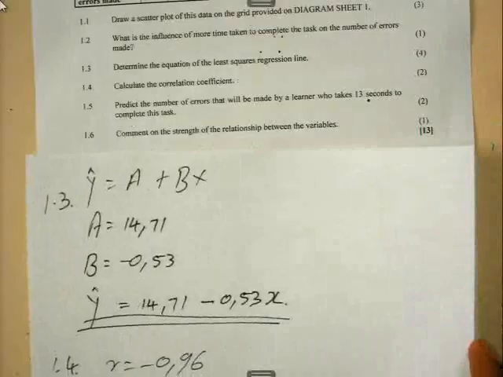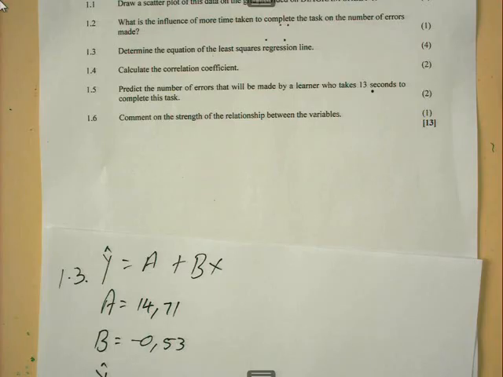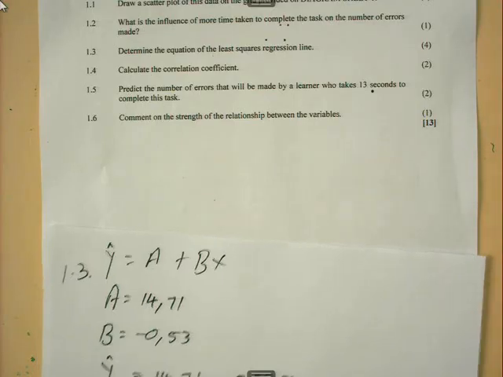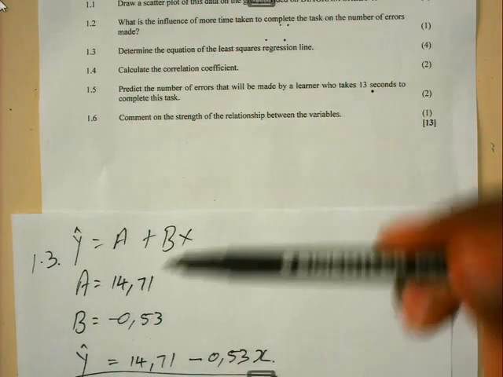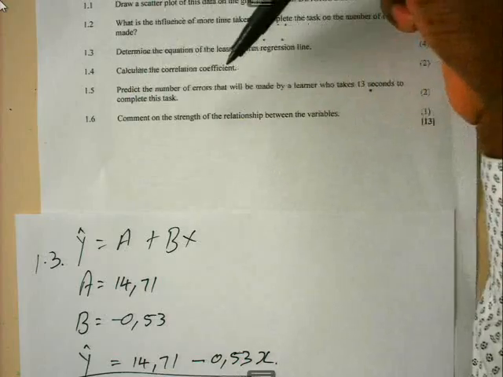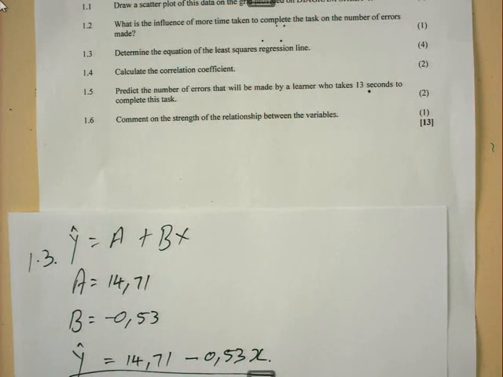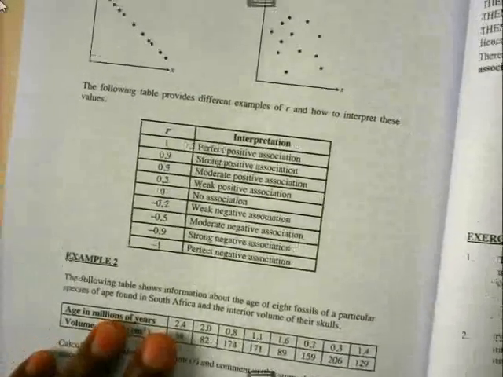The last question. Comment on the strength of the relationship between the variables. Correlation coefficient, 1.4, calculate the correlation coefficient. The correlation coefficient indicates the strength of the relationship. R is negative, so the relationship is indirect. I'll show you the table, and learners, you must know this table by heart. Because that is the table that we use for description. Quickly, know that table by heart.